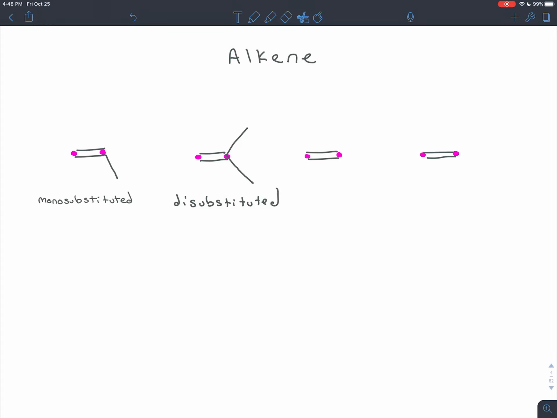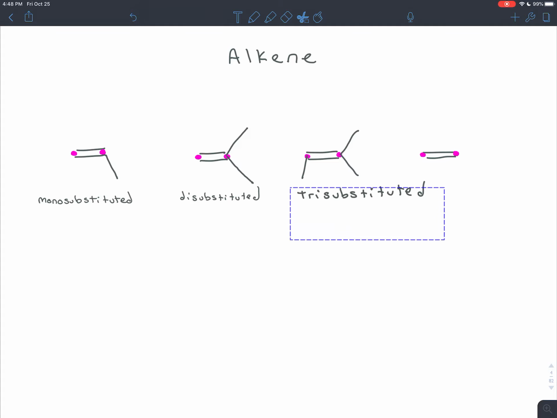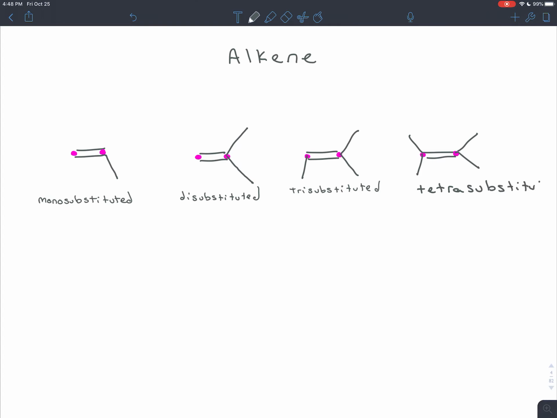If you have three carbons coming off of the carbons in the double bond, that's described as being trisubstituted. And if you have four, that is described as being tetrasubstituted.